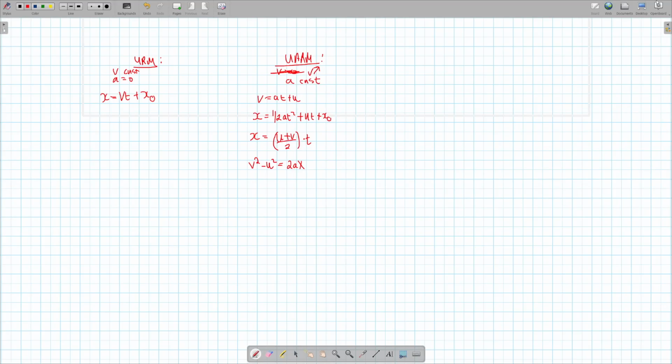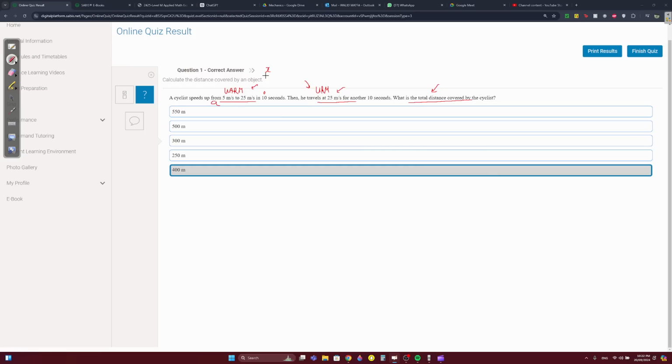X equals half AT squared plus UT plus X naught. So you're gonna use half the acceleration. Acceleration is 2. Wait, they gave you velocity. They gave me the velocity in a certain time, and velocity in a certain time is acceleration. Can we find the acceleration here? Yes. 25 minus 5 over 10, which is 2.